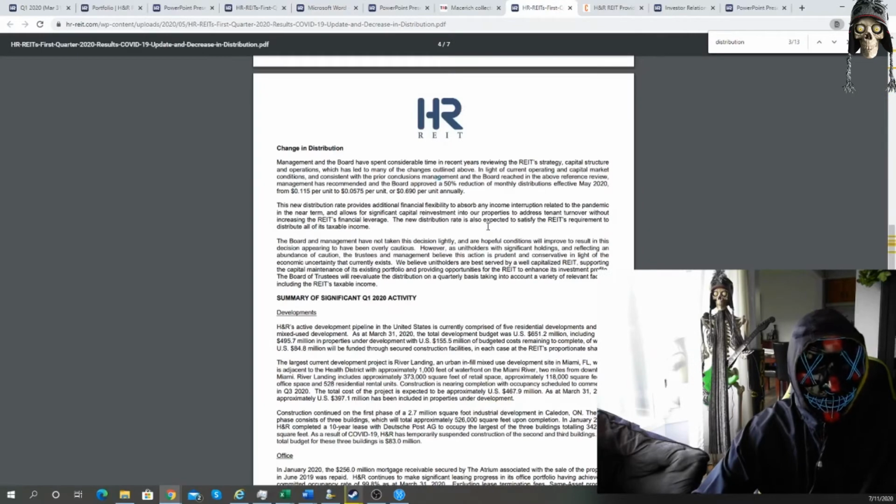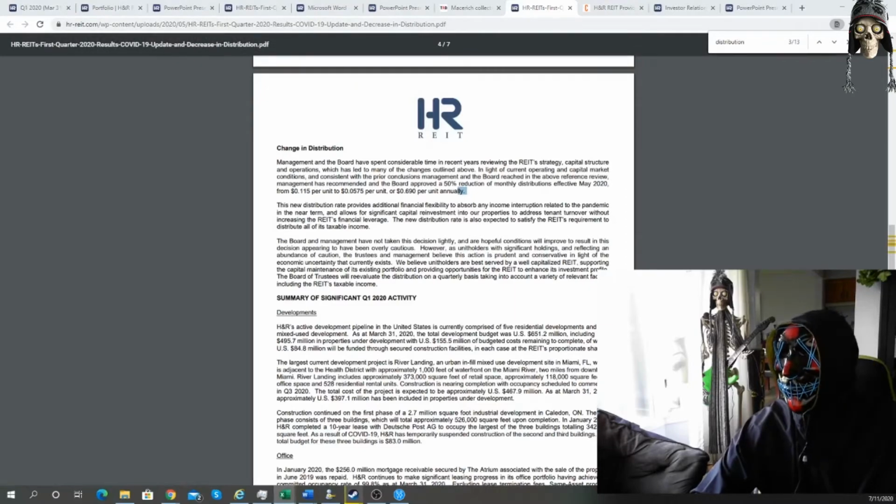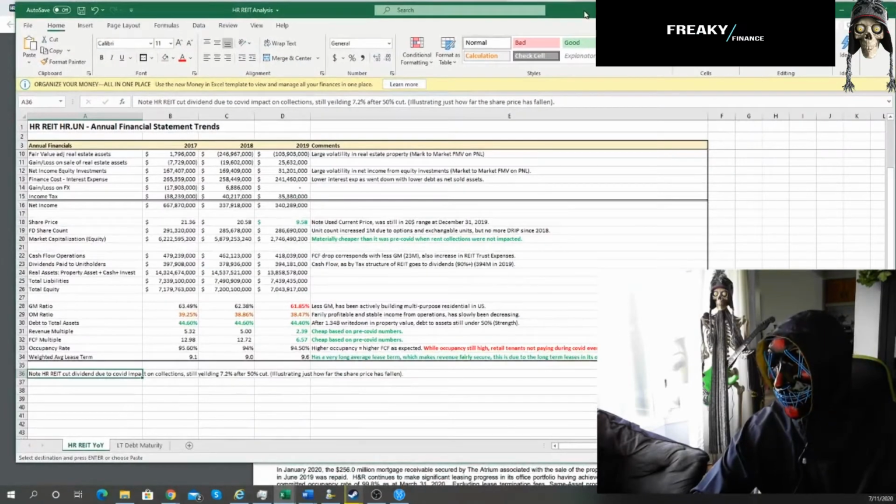They cut their dividend. When H&R released this, it didn't actually move the needle on the stock price, barely at all. So you can see with the 50% cut, it's still yielding over 7% as of today, which means that if they didn't cut it, they would have been yielding over 14%. And it should save them some free cash flow to reflect the lack of collections. And I'll go through that with some pre-COVID numbers for us.